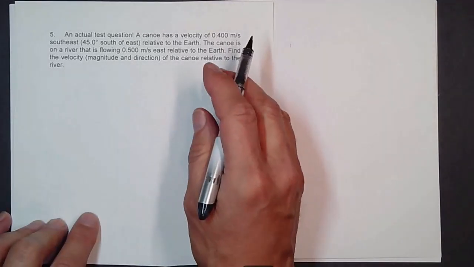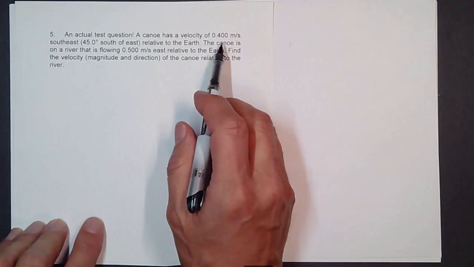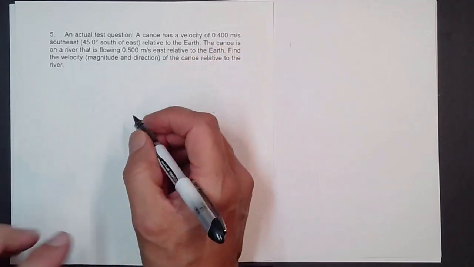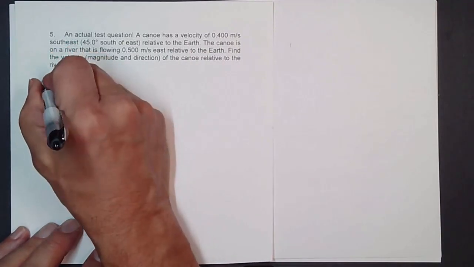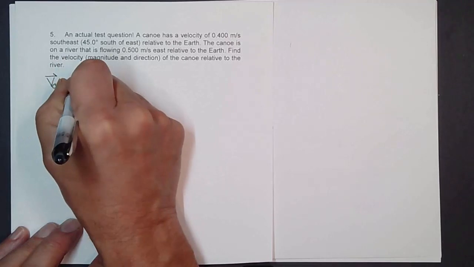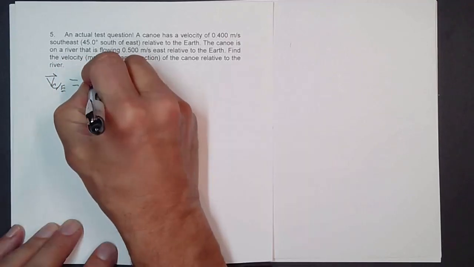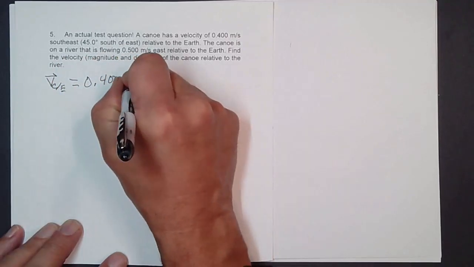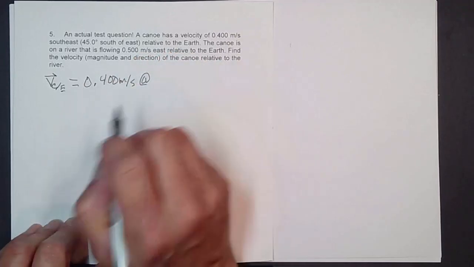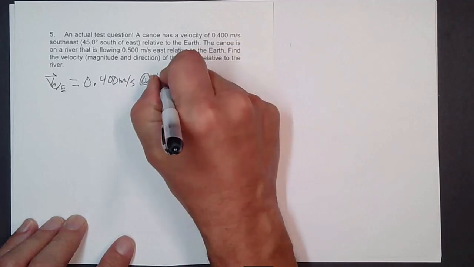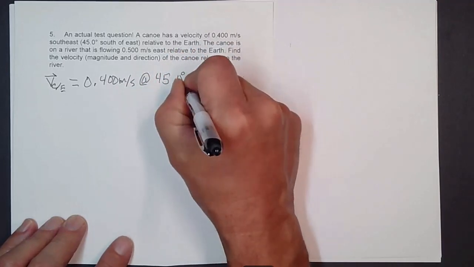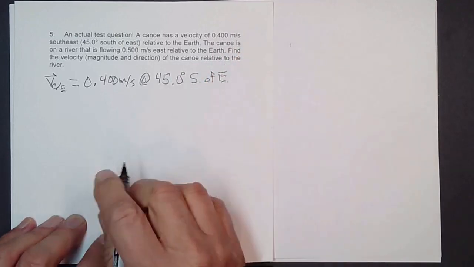A canoe has a velocity of 0.400 meters per second southeast relative to the earth. Oh, okay, so already we know the velocity of the canoe relative to the earth is going to be 0.400 meters per second at, now that's just a speed, but when I tag the direction on, it turns it into a velocity. Not our usual way of writing it, but that's okay. And I'm going to write it as south of east.